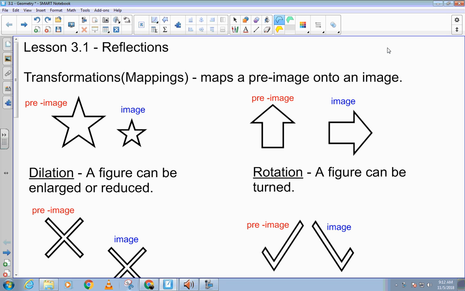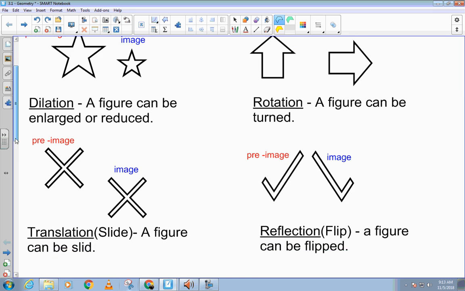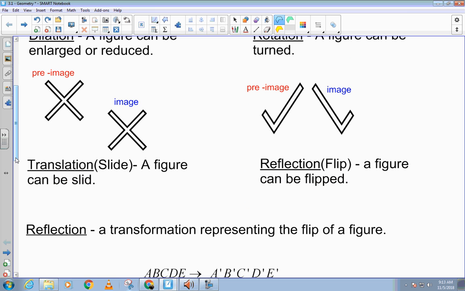But it takes your pre-image, which is your original shape, and it reduces or enlarges it. Kind of like if you take something to the copy machine and zoom in or out, okay? There's a rotation, where it takes your pre-image, your original, and rotates it clockwise or counterclockwise about a certain angle, okay? Our third one is a translation. We're going to talk about it tomorrow. And it takes a pre-image and it slides it left, right, up, down. Sometimes it can go diagonal.